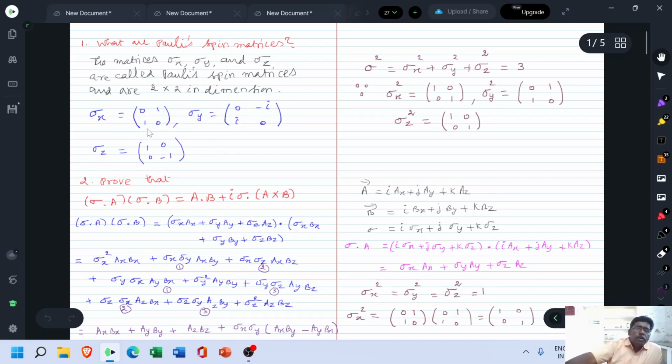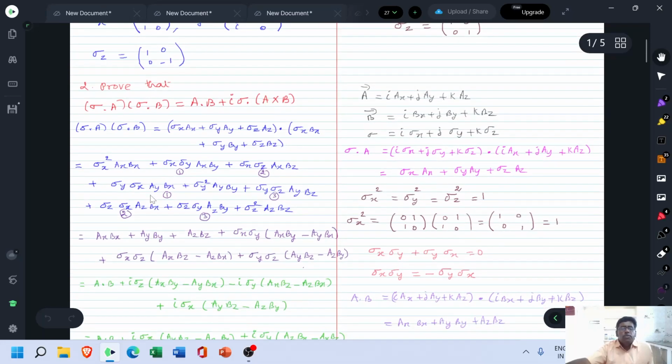If you take the square of sigma, that sigma square is equal to sigma x square plus sigma y square plus sigma z square, whose value is 3. Actually, sigma square is nothing but sigma dot sigma. Sigma dot sigma is this much, because sigma is i into sigma x plus j into sigma y plus k into sigma z. Sigma dot sigma is sigma square.